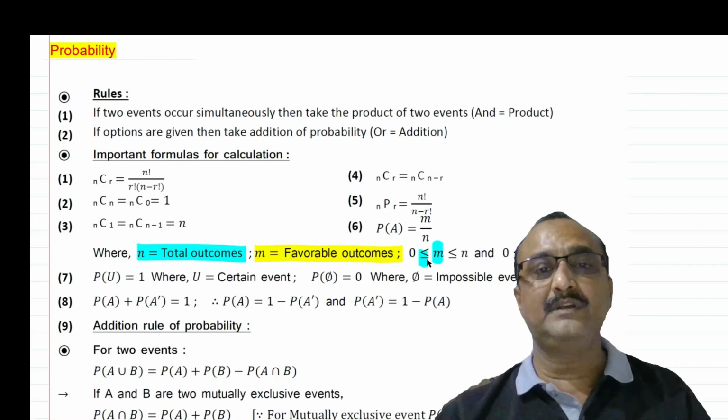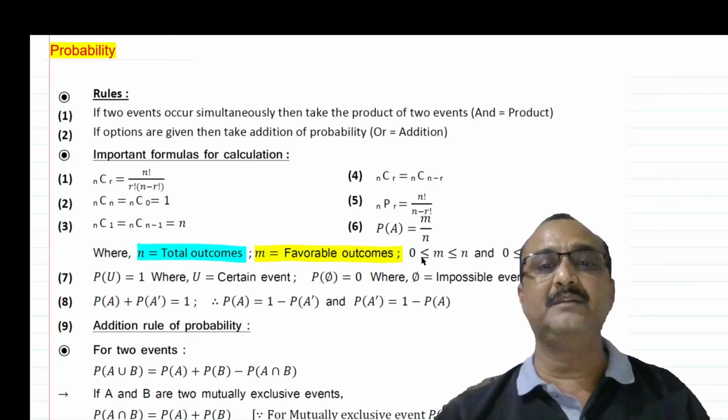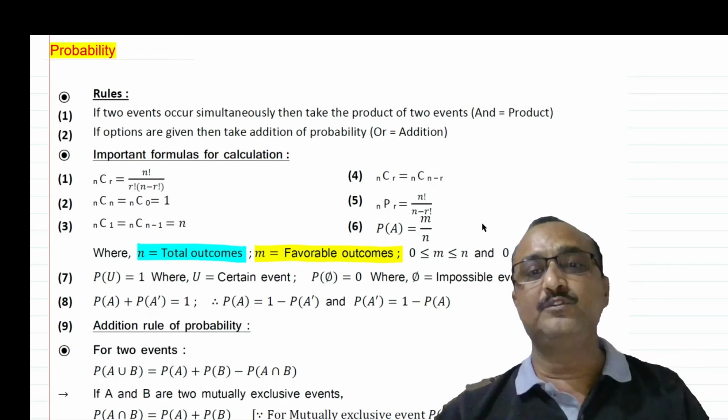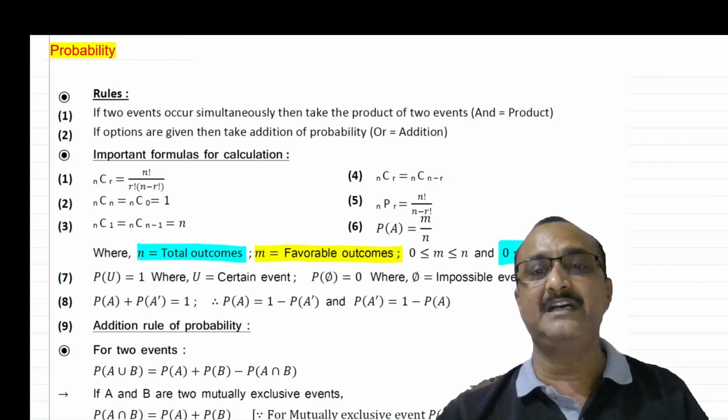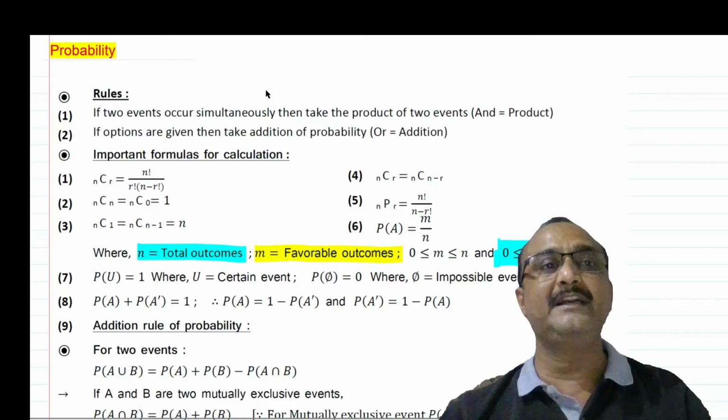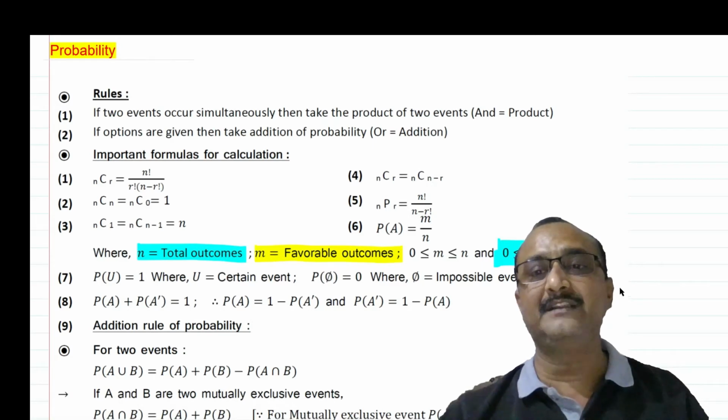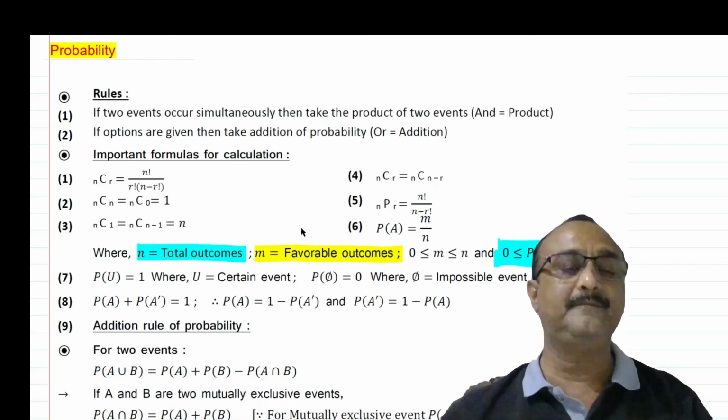Actually, we can include the equal sign, so 0 is less than or equal to m is less than or equal to n. And most important thing, the probability of any event always lies between 0 and 1. If P of A equal to 0, that means it is an impossible event, and if P of A equal to 1, that means it is a certain event.